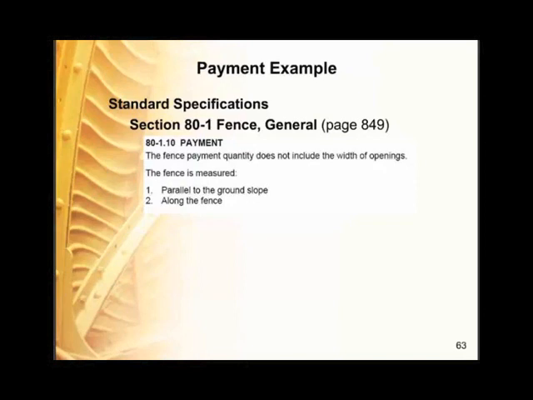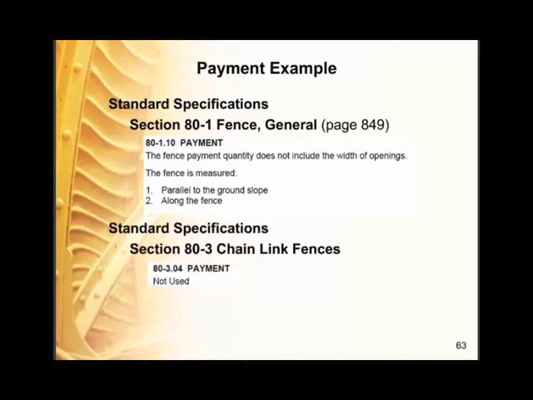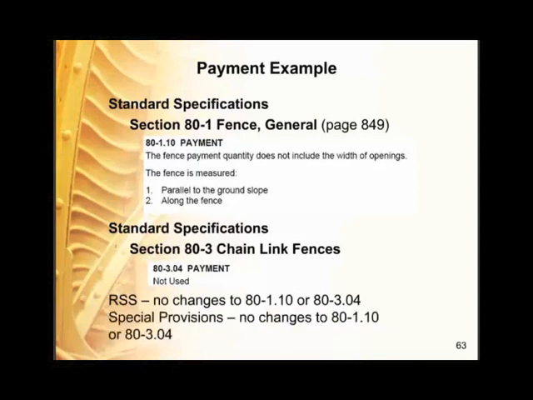We go and look at the chain link fences, section 80-3. We have a "not used", so there's nothing different from what's in the general section. Then, as another look, we're going to look at the RSS, and there's no changes to 80-1.10 or 80-3.304. And looking at the special provisions, there's no changes to either one of those either. So for chain link fences, the general section applies.